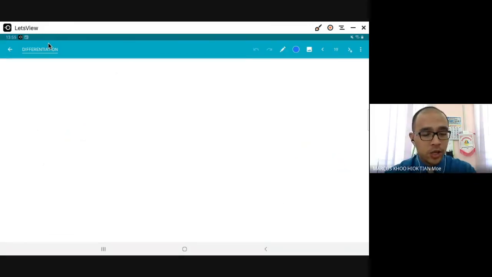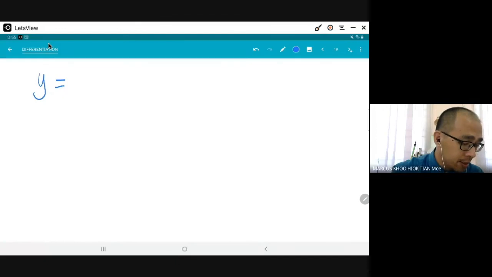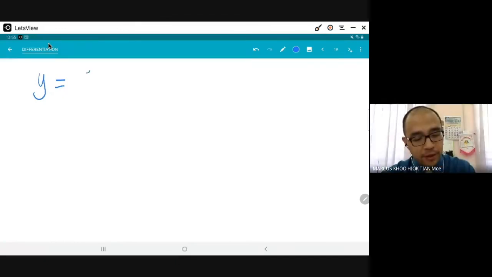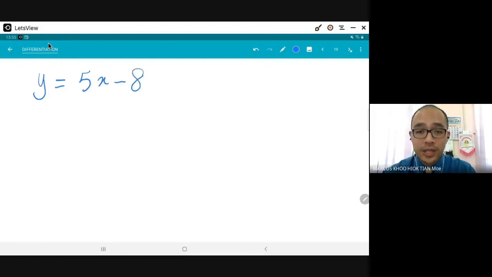I'm going to ask you to try to do this. So let's say y equals to 5x minus 8. Okay, let's do this. Kalau y, then kita boleh tukar lah menjadi fx. Fx equals to 5x minus 8. Okay, take a look at the steps before.